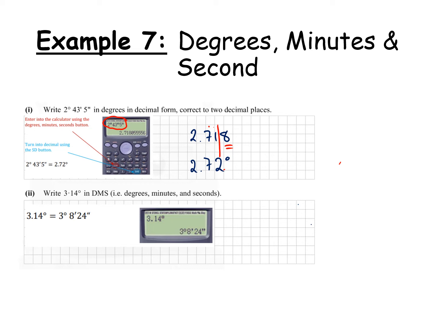So another way you could do that is simply by typing in 3.14 and pressing equals, and then when you get that answer it'll still show 3.14, or it may show it in fractional form, and then you can use your degree, minute, seconds button to change it. So this is often the way we're going to work if we want to change the answer at the end of a question. So we can use that degree, minute, seconds button to change 3.14 into 3 degrees, 8 minutes and 24 seconds.